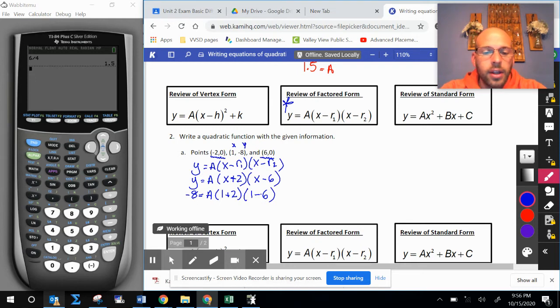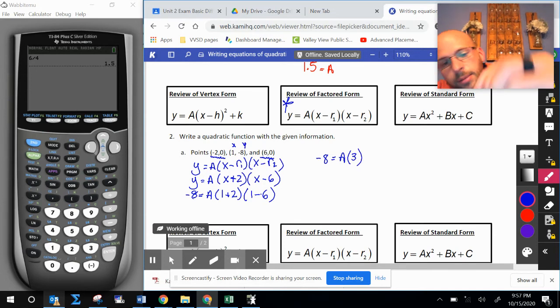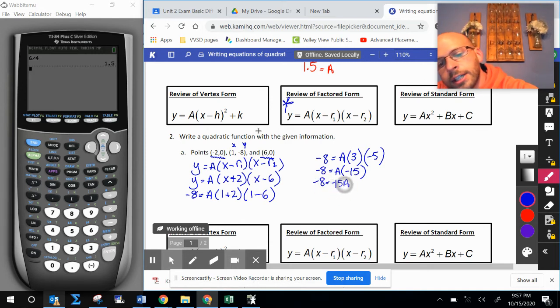Okay, so I have 1 in for both of my x's. Now I'm going to give myself a little room to solve for a. So I'm going to say negative 8 equals a times 3. And then 1 minus 6 is a negative 5. Now I can multiply that together. So 3 times negative 5 is negative 15. Now I like to write it as negative 15a.